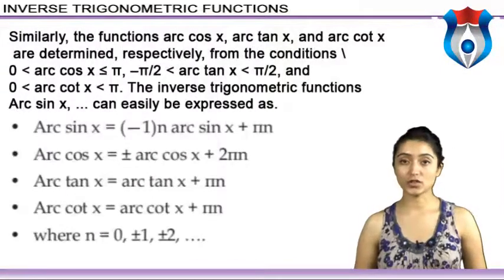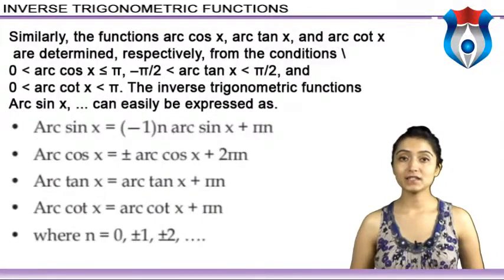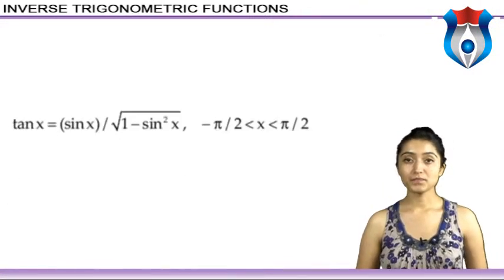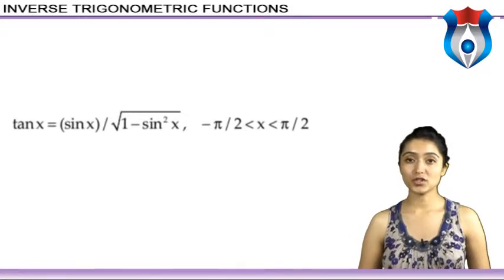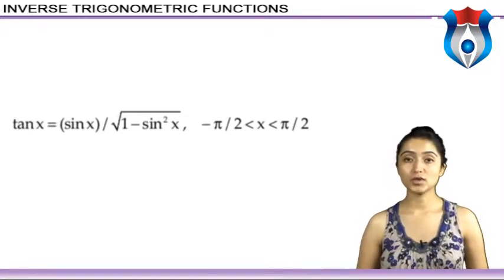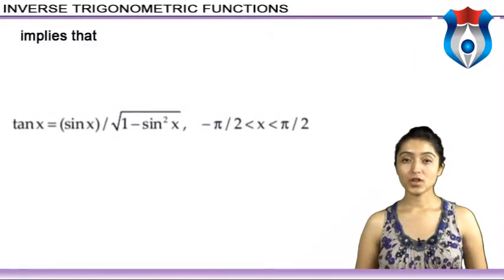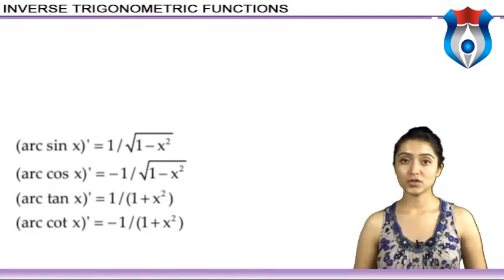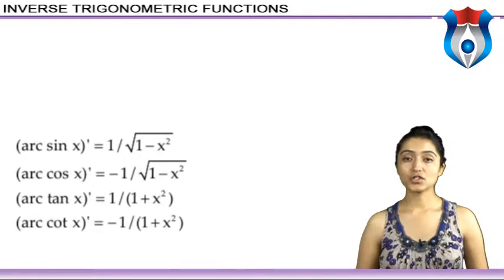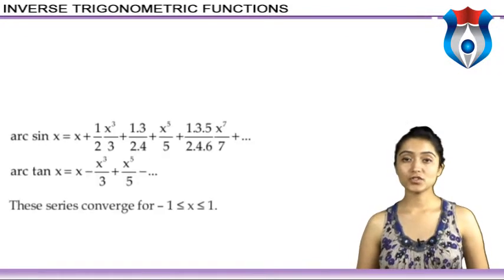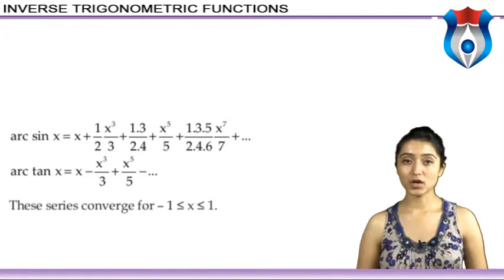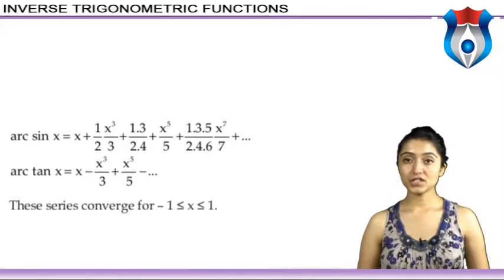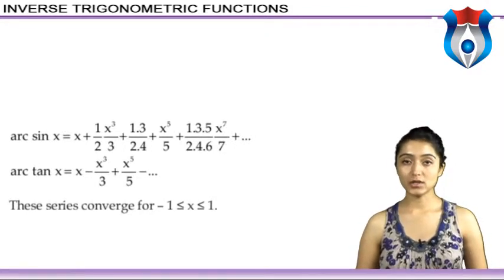The inverse trigonometric functions can easily be expressed as shown on the screen. The well-known relations between the trigonometric functions yield relations between the inverse trigonometric functions. For example, the formula is shown on the screen. The derivatives of the inverse trigonometric functions have the form shown on the screen. The inverse trigonometric functions can be represented as power series. For further detail, the example is shown on the screen. These series converge for x greater than or equal to negative 1 and less than or equal to 1.